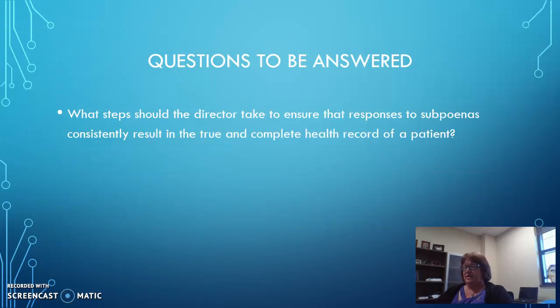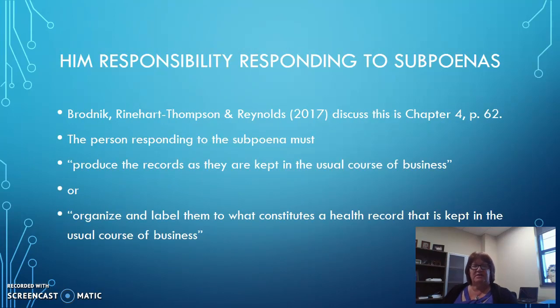The next thing the attorneys asked was what steps the director should take to ensure that the responses to the subpoenas are consistent from now on for the true and complete health record of a patient. So, first of all, they need to know and have this published for all the staff in the health information department to know. They need to know what the responsibility is during subpoenas.